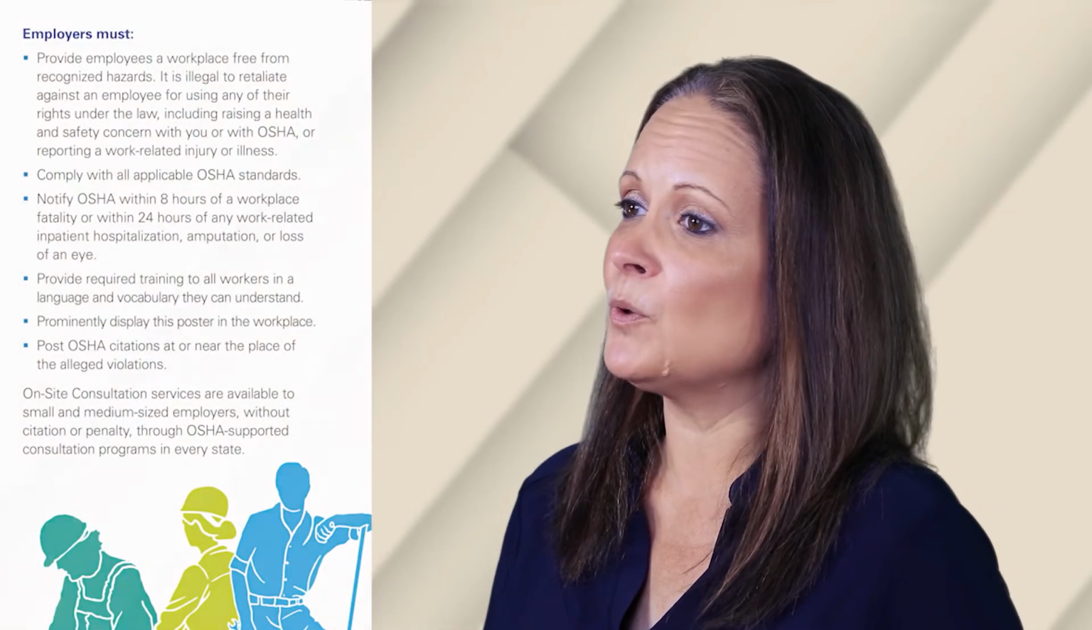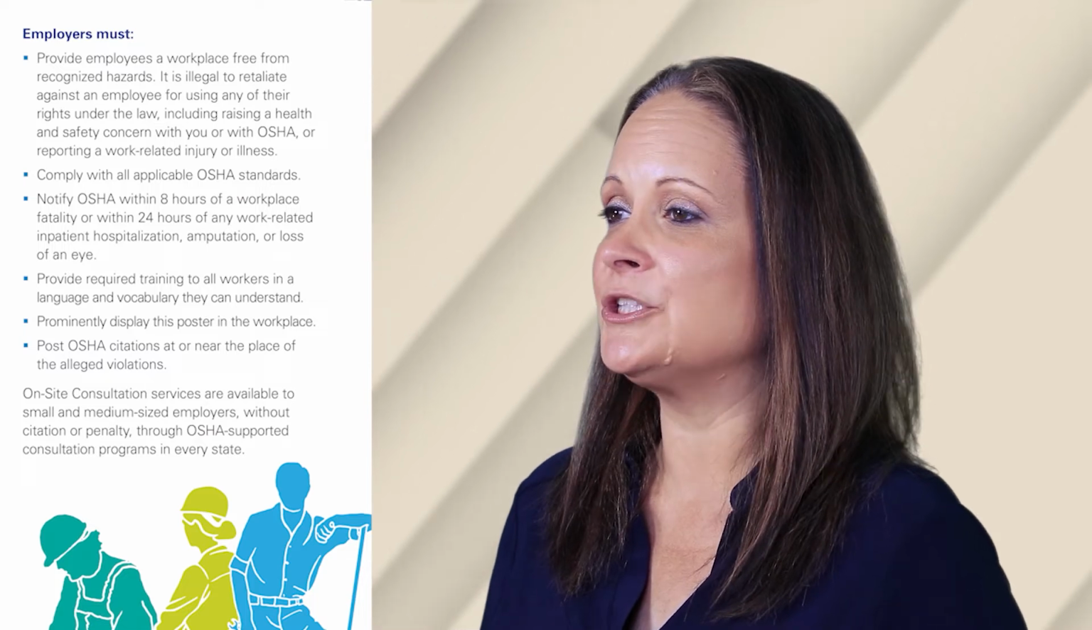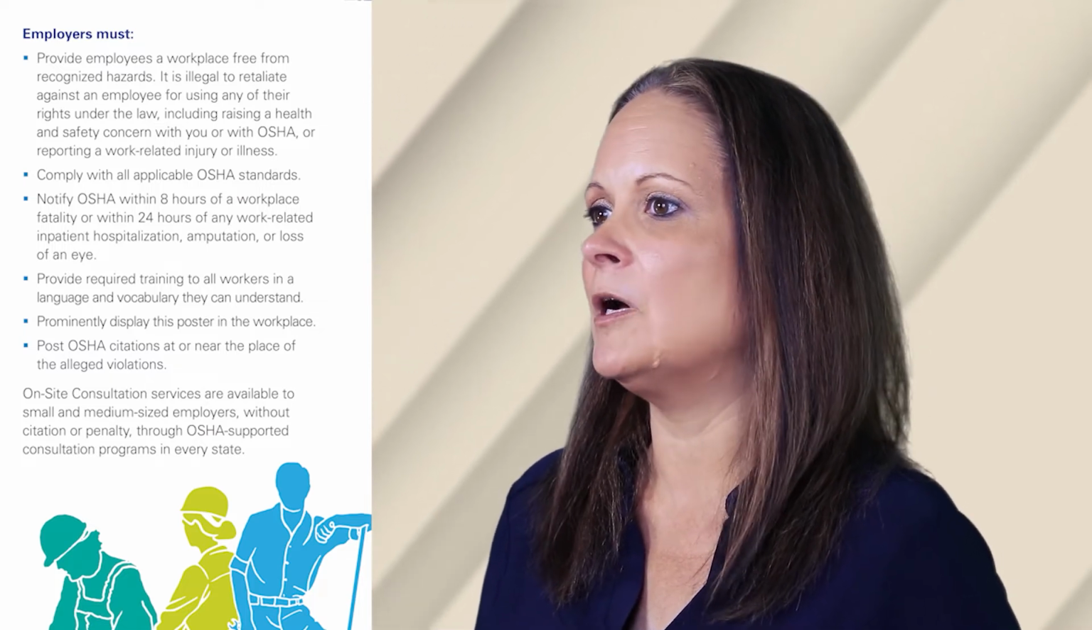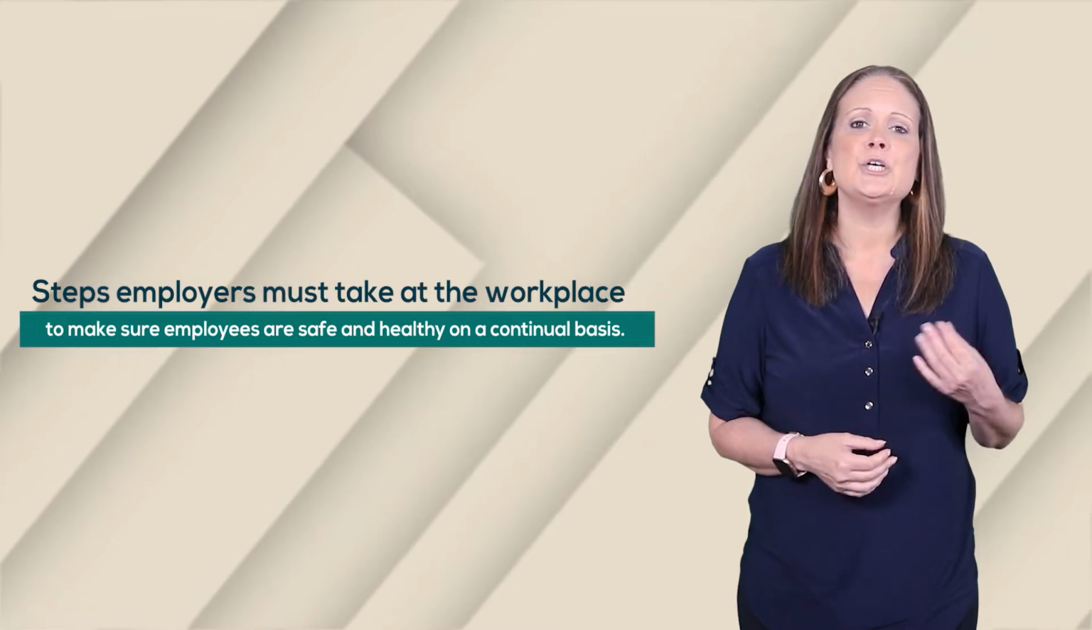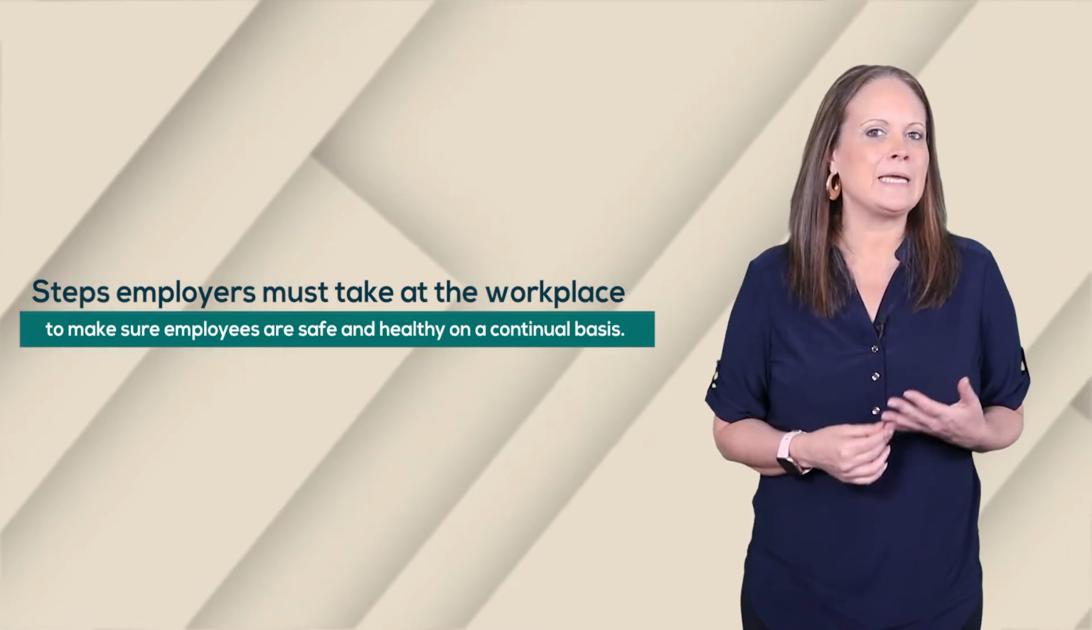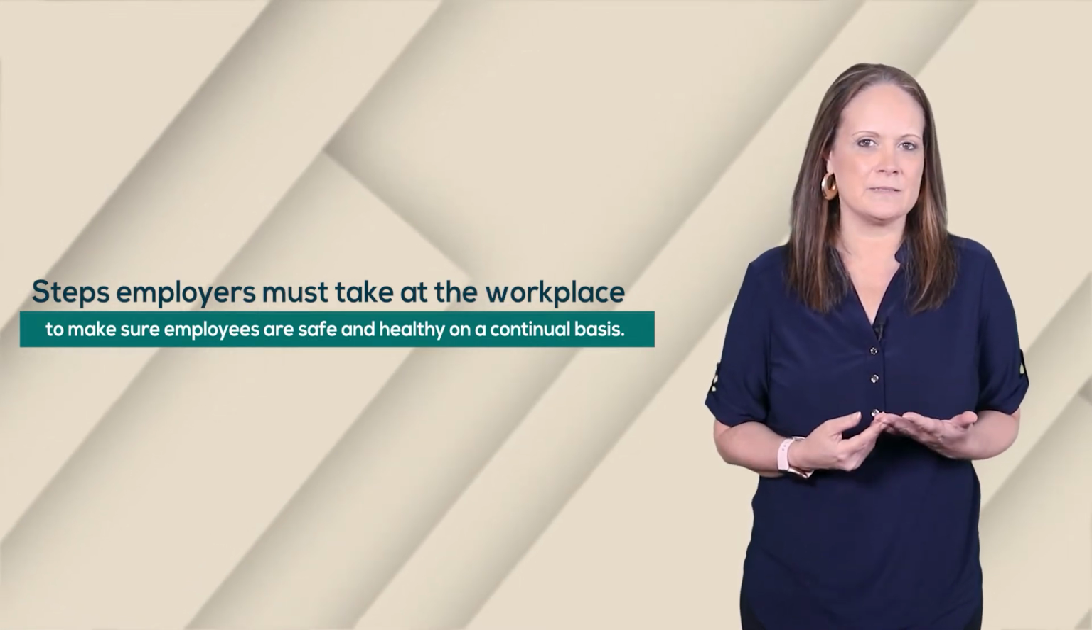What are the main points of the information included on the right-hand side column of the poster? Well, the main point is to explain the responsibilities and steps employers must take at the workplace to ensure employees are safe and healthy on a continual basis. Based on the main points on the right side, what does an employer need to do in the case of work-related, inpatient, hospitalization, amputation, or loss of an eye?